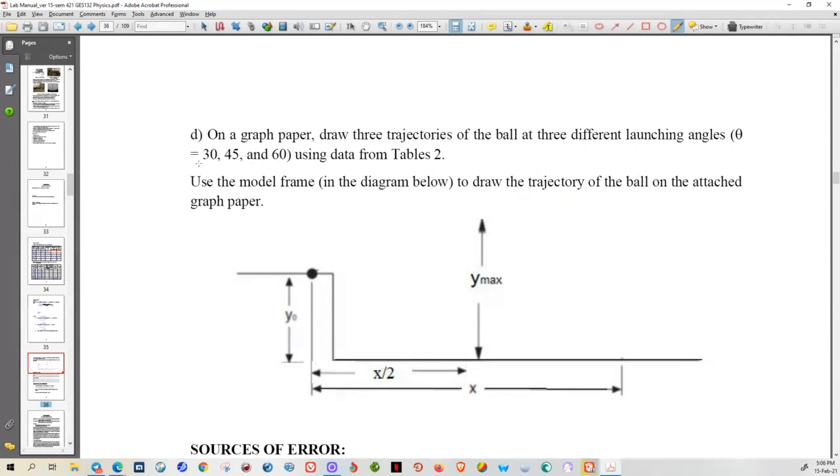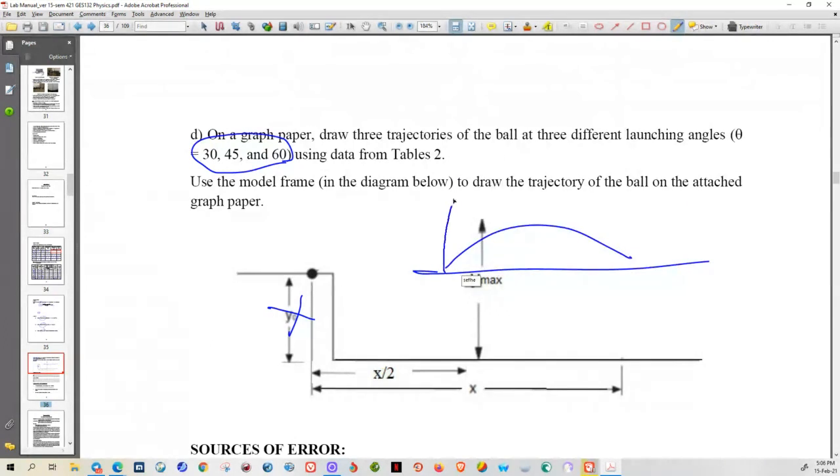Which angles are you going to draw? 30, 45, and 60, okay? How are you going to draw it? Because we have no Y initial, you will simply draw on a horizontal your 30, your 60, and your 45. It will look like this, okay? But you have to be accurate with the angle. You have to be accurate with the horizontal range.